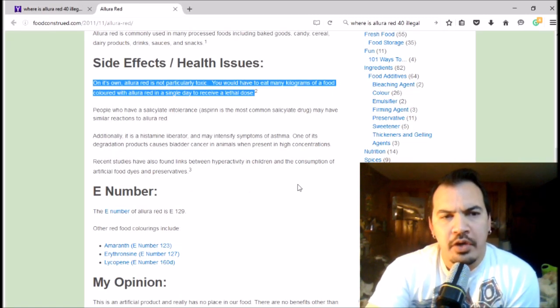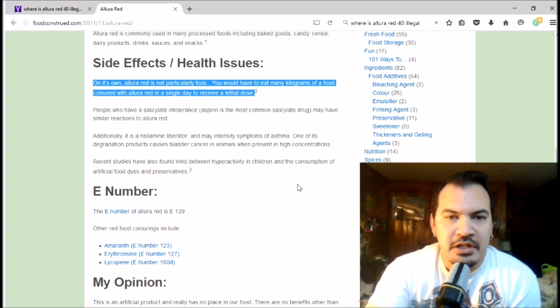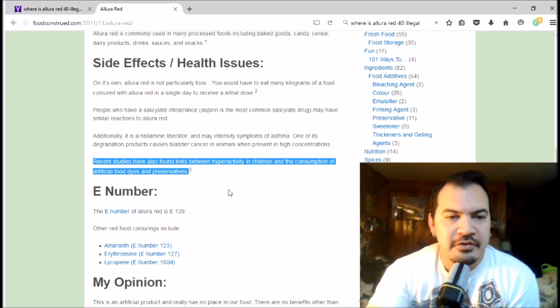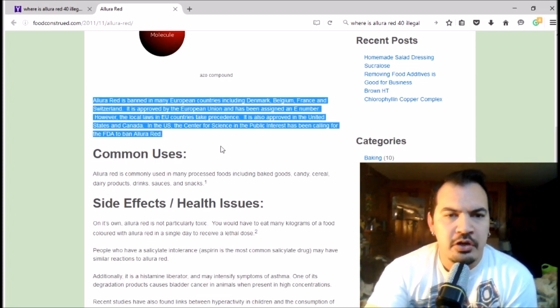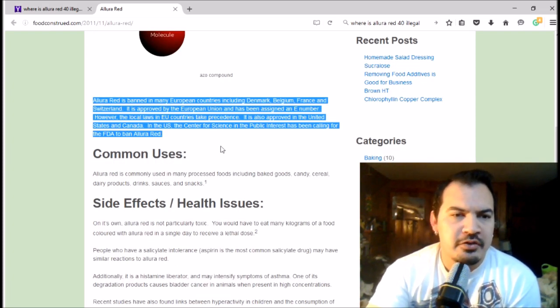On its own, Allura Red, as it is also known, is not particularly toxic. You would have to eat many kilograms of food colored with Allura Red in a single day to receive a lethal dose. However, recent studies have also found links between hyperactivity in children and the consumption of artificial food dyes and preservatives. Allura Red is banned in many European countries, including Denmark, Belgium, France, and Switzerland.